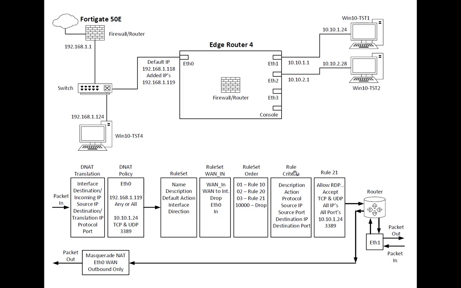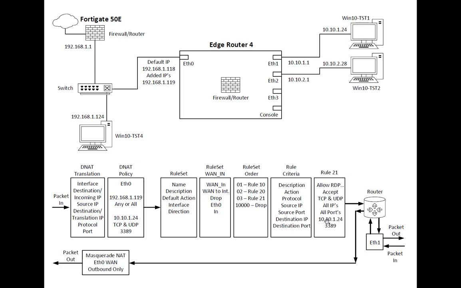So again, when we're looking at the individual rules themselves that are part of the rule set, this is the criteria for that, and then this is how we have it set. We're going to allow RDP as the description. The action is to accept the packet, as long as everything is correct. I would imagine that probably accept is down below, but it's going to check for TCP UDP. The source is going to be all IPs. The source is going to be all ports. We don't care where it's coming from. We just care where it's going to.